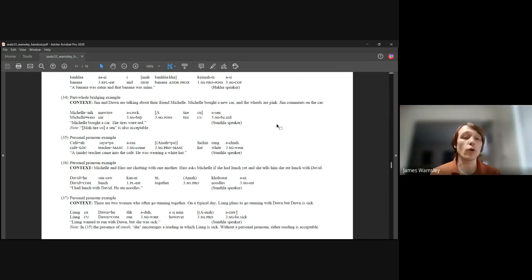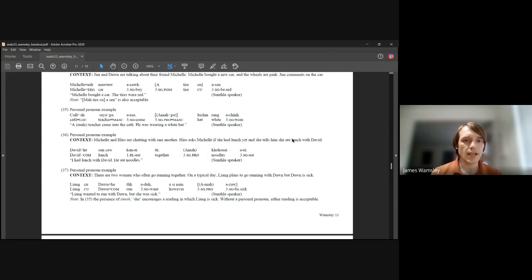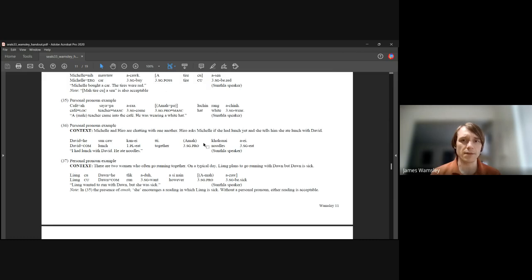A part-whole bridging example here, where the existence of tires is implied by the mentioning of a car. The speaker used a possessive marker, but they did say that the form without it is also acceptable. And then in 35 through 37, we see some examples of personal pronouns which contain this ma suffix element. So we have ama, pa, ama, and ama again.